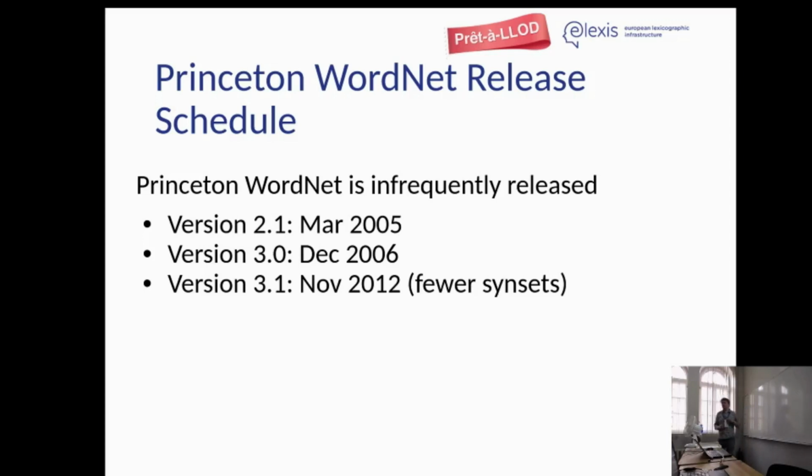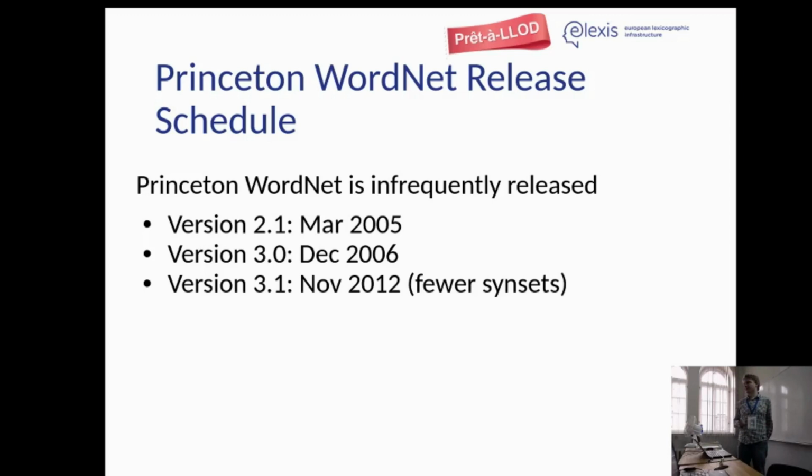So this is part of some work we've done, but now, most recently, we've started to improve WordNet itself. As I said, WordNet's release schedule has been fairly infrequent. The 2.1 release was in 2005. The 3.0 release was in December 2006, so a reasonable release schedule. And then it kind of stopped. 3.1 was released in November 2012. However, it should be noted that the Princeton WordNet release in 2012 is actually smaller than the release in 2006. So they actually removed synsets more than they added synsets.